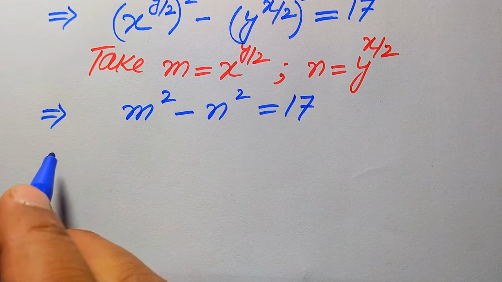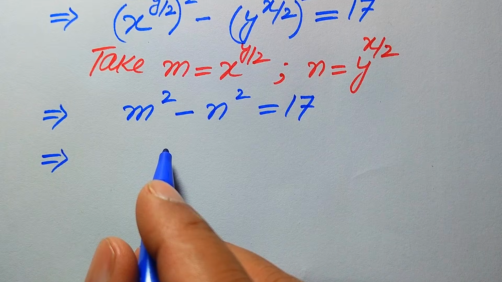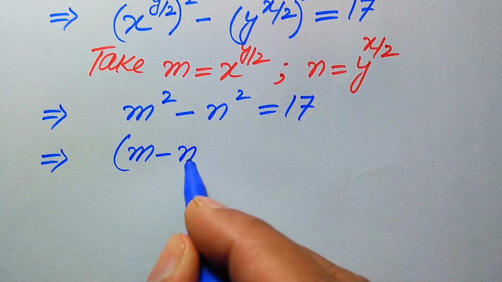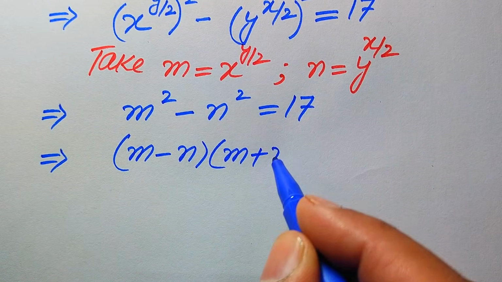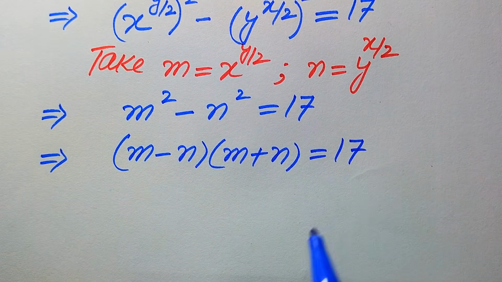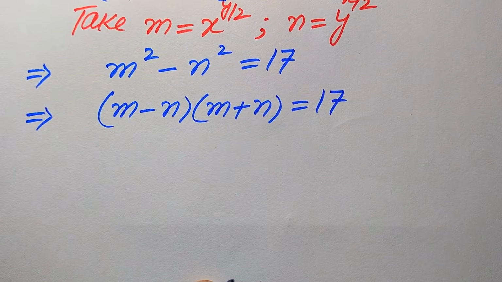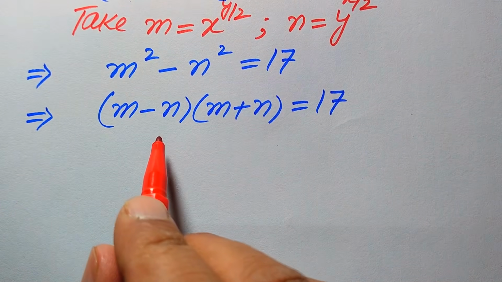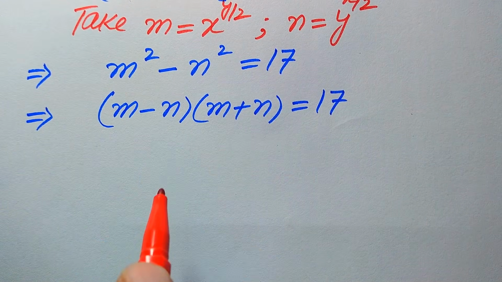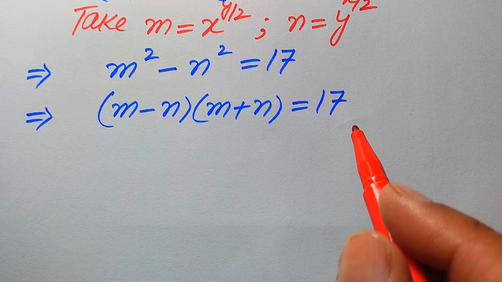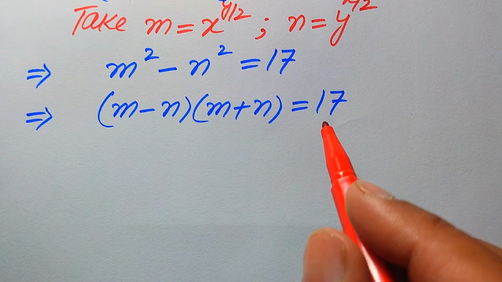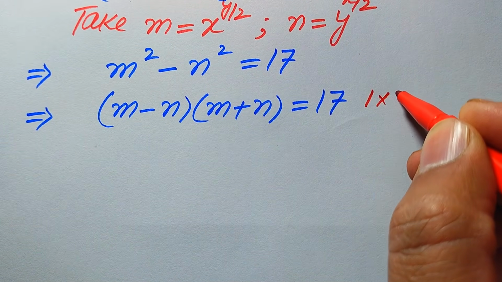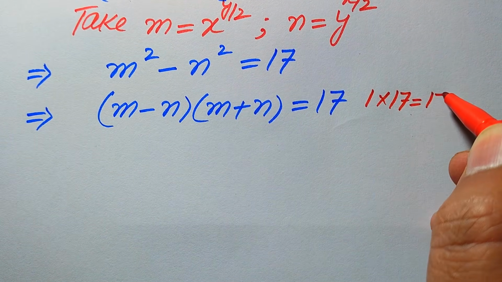And now you see the left hand side becomes a very famous algebraic formula. We know that m square minus n square is equal to m minus n times m plus n, which is equal to 17. Because we solve this problem for only positive integer values of x and y, on the left hand side we have two factors multiplied by each other, but on the right hand side we have only one factor. So we need to find two positive integers whose product is 17. We have only one possibility: 1 times 17 equals 17.